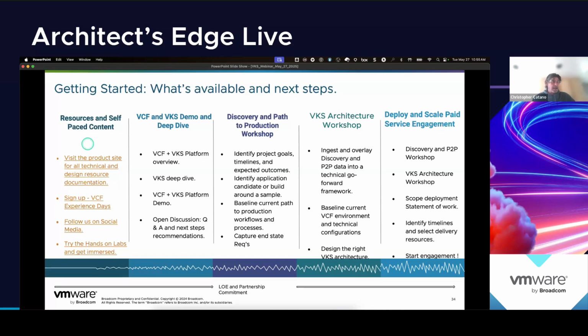As Brian was mentioning, how do you get started and what do you have to do to the environment? It walks you through a lot of that, so you can do a lot on your own. We can also have a demo or a deep dive with you. Once again, a lot of the questions are around VCF and VKS. We can go just into VKS.